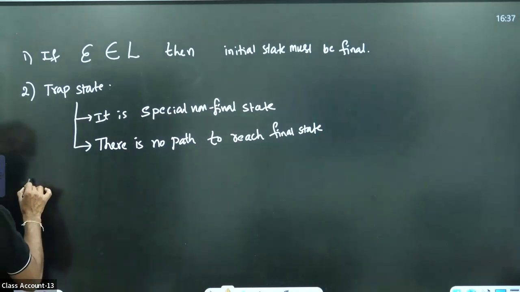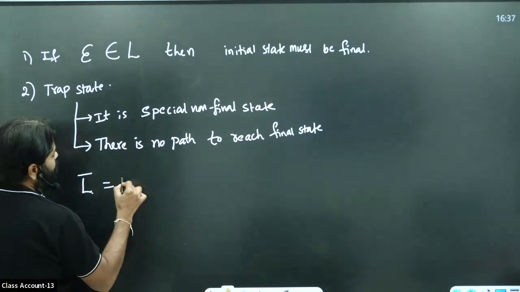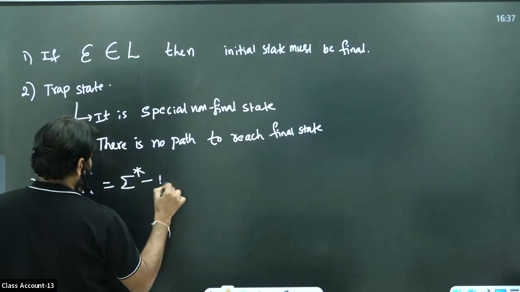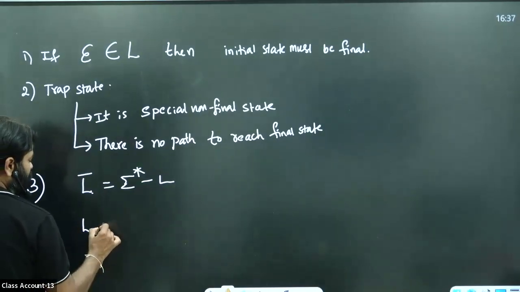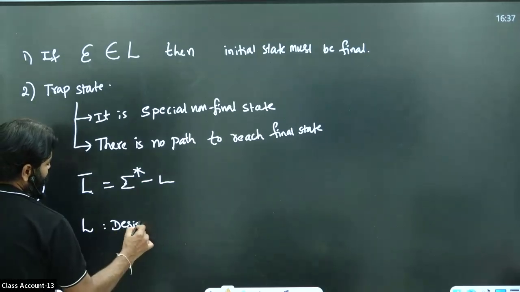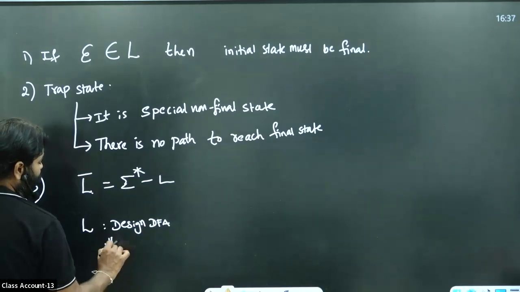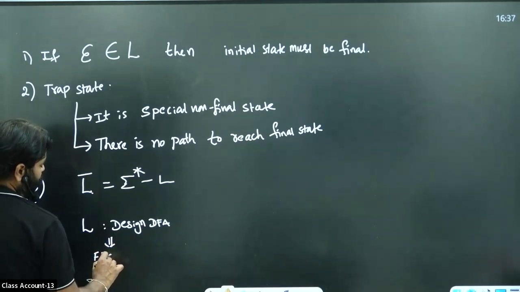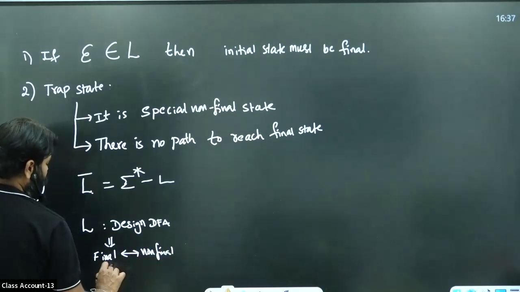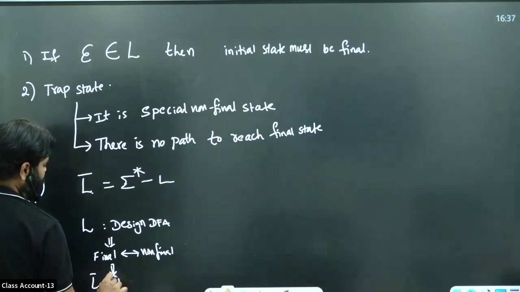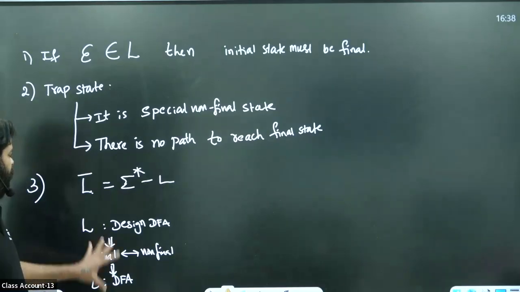Now also remember, if you want to do L complement, what is the definition? Sigma star minus L. Like you have L, design a DFA, don't design an NFA, correct? And what will you do? Interchange final and non-final. You will get the L complement DFA.